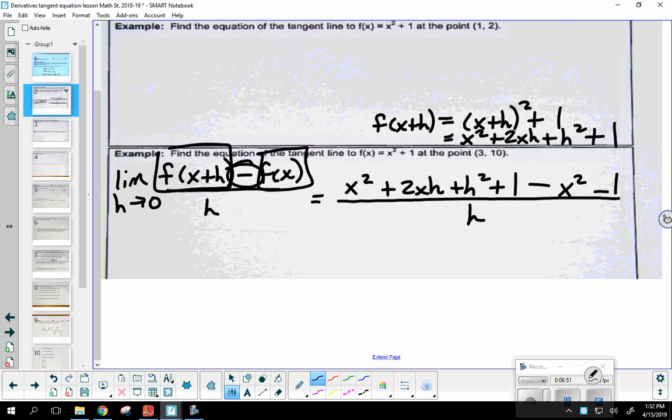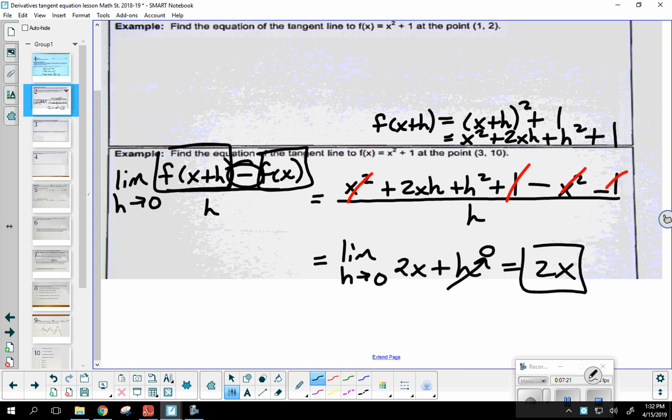Okay, well, what is going to cancel? So the x squareds are out. Also the 1s are out. And now let's go ahead and divide everything by h. So it looks like I have 2x plus h. Now that is the gradient of the secant line. So if I take the limit as h approaches 0, any term still containing an h just disappears. So the derivative should be 2x, which is exactly what I would get if I were to apply the power rule to x squared plus 1.